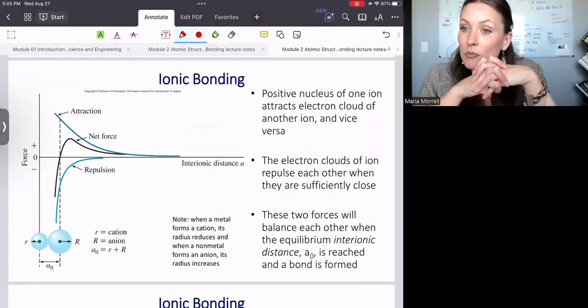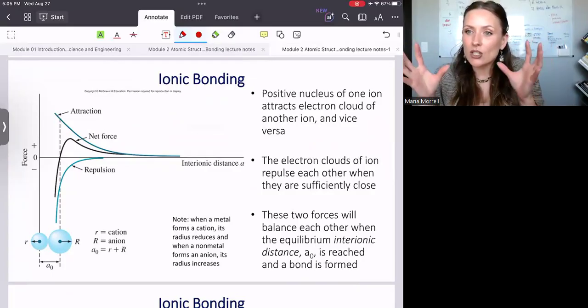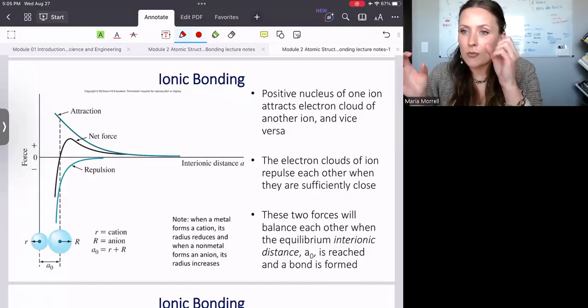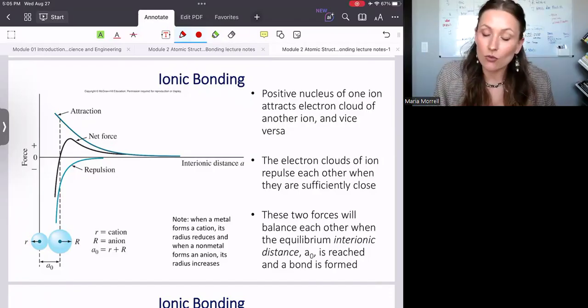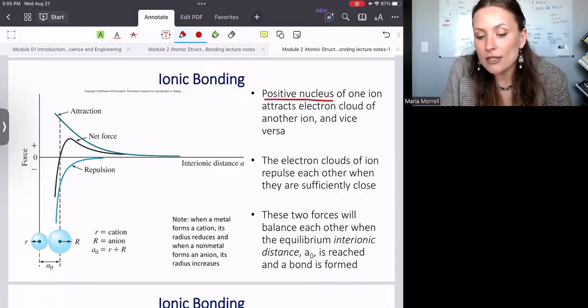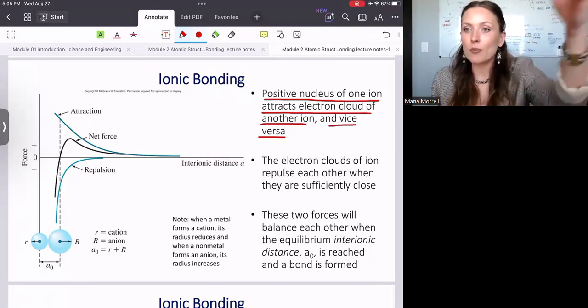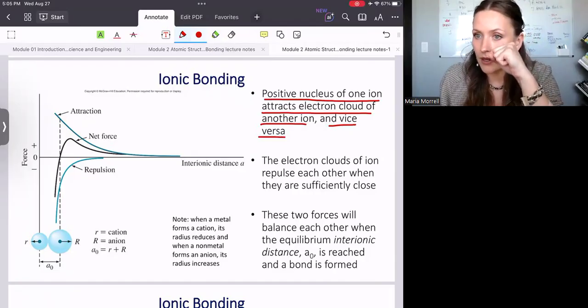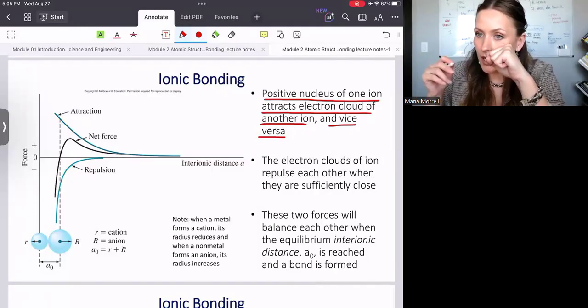Since we are familiar with the structure of an atom, I want you to understand a bit more what actually happens as you start bringing an electropositive atom and an electronegative atom closer together, as you close the distance between those two. Let's go over a few steps. The positive nucleus of one ion will attract the electron cloud of the other ion and vice versa. And it makes sense, right? I have a positively charged nucleus of one element, it doesn't matter which one, and it will be pulling in the electron cloud of the other element.